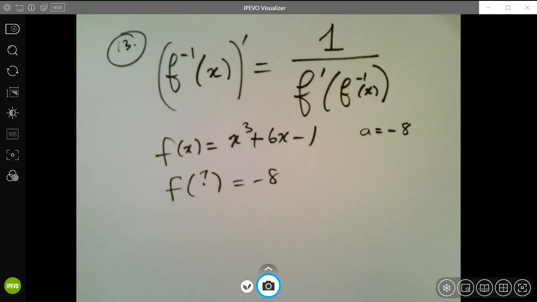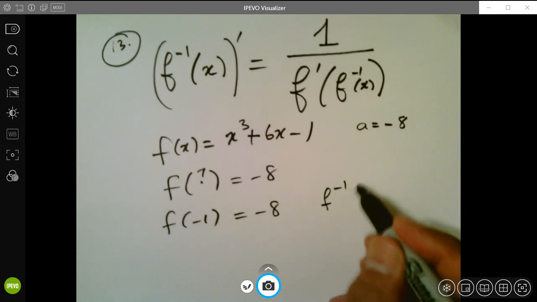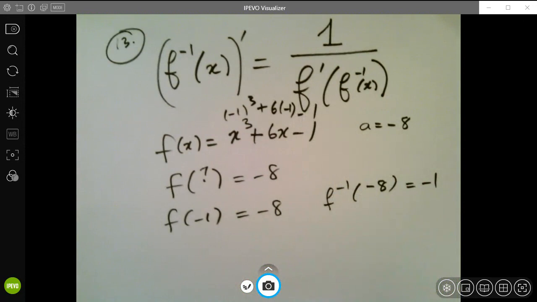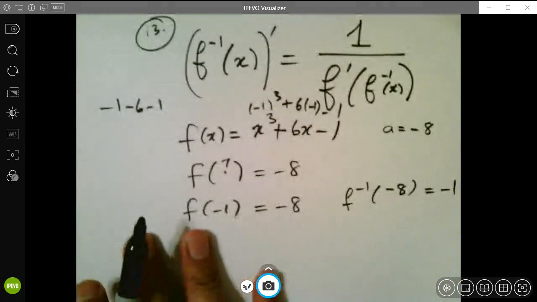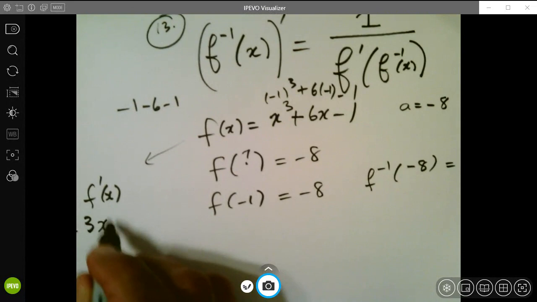We can check that f of negative 1 actually is negative 8. So f inverse of negative 8 will be negative 1. How we can check: you just plug in negative 1 here. So what will I get? I will get negative 1 minus 6 minus 1, which is negative 8. So what is f prime of x? 3x squared plus 6.